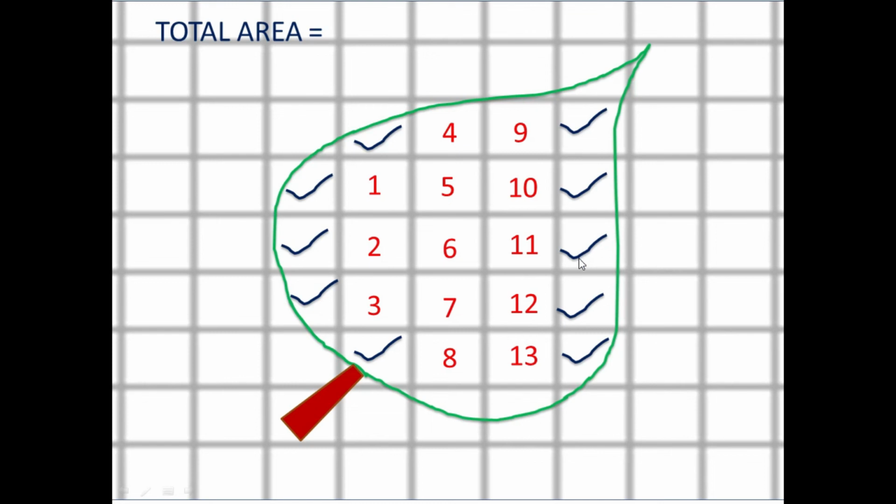1, 2, 3, 4, 5, 6, 7, 8, 9 and 10. So what is the area of the leaf? 13 plus 10 gives me 23 square centimeter.